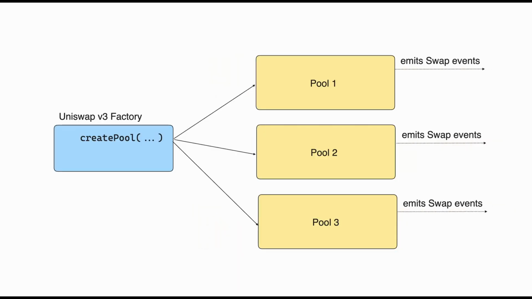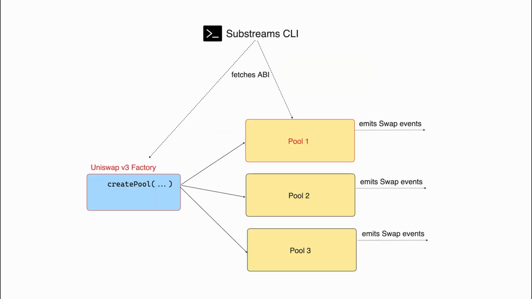Let's consider that you want to track the swap events emitted by all the pools created by the factory contract. The Substreams CLI provides an easy way to initialize a Substreams project to track all the events of a contract created by a factory contract. You only need the address of the factory contract and the address of one of the smart contracts created. You need the address of one of the smart contracts because the Substreams CLI needs to fetch the ABI of the contract to generate the events. Let's see it in action.